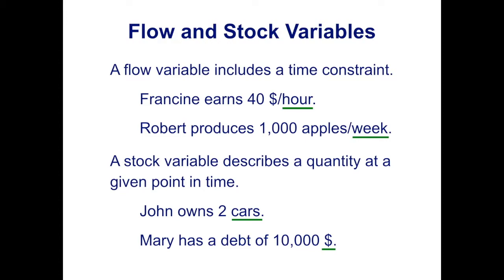I should note at this time that a variable could also be neither a flow nor a stock. A price is an example. A price is not a flow variable, and a price is not a quantity at some given point in time, so it is not a stock variable. So a variable can either be a flow, a stock, or neither.